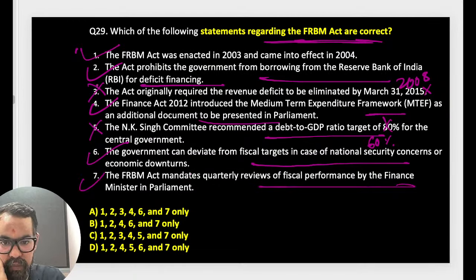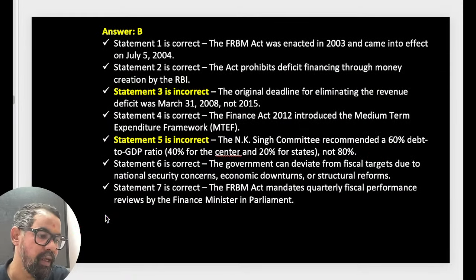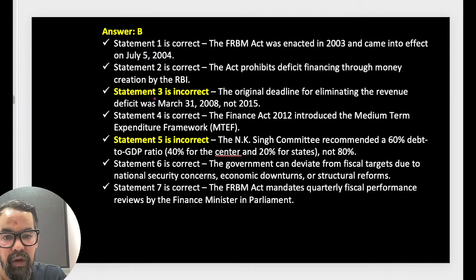So 1, 2, 4, 6, 7. So option B will be the right answer for this particular question. Why A? Option B. Option B will be the right answer, guys. Option B. Very good, Indra ma'am. So option B will be the right answer for this particular question.